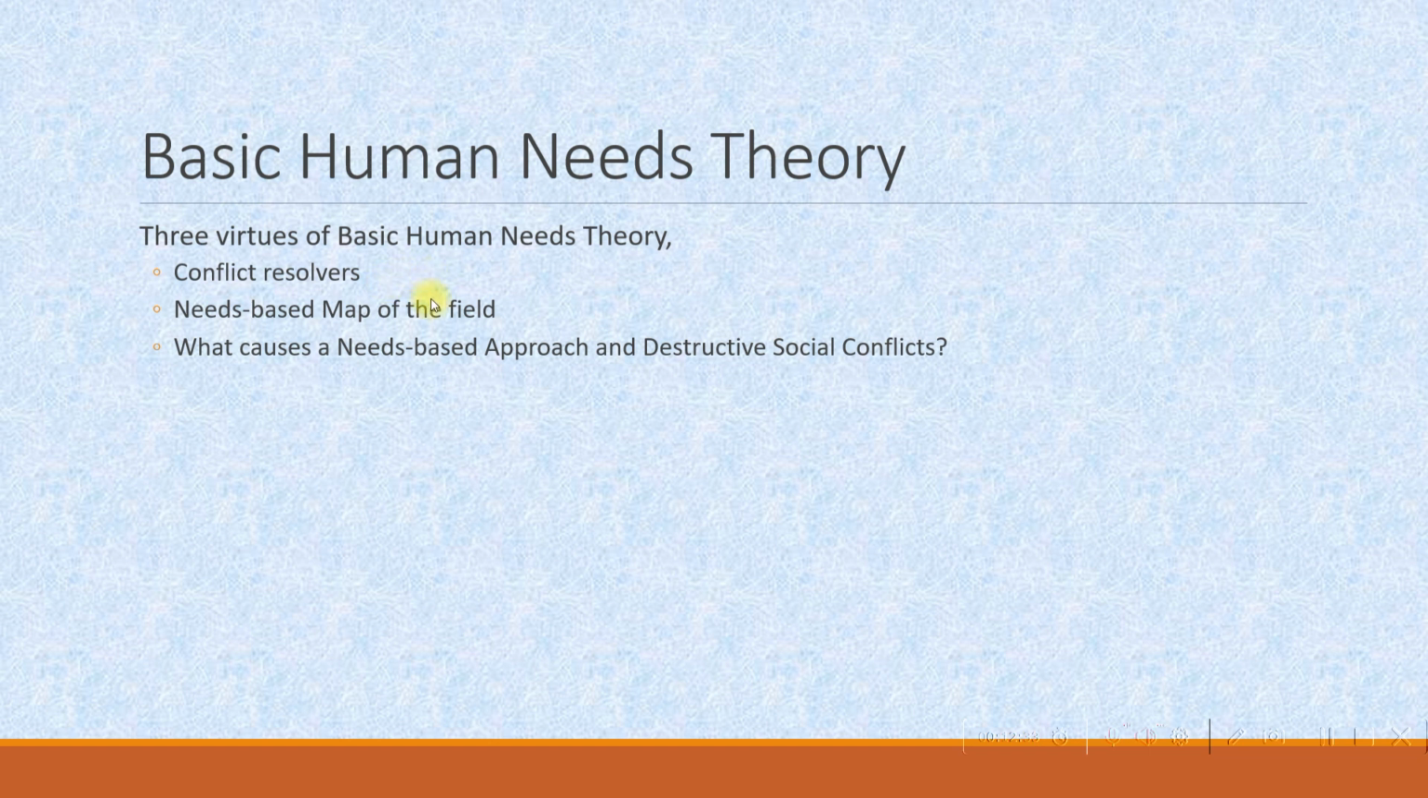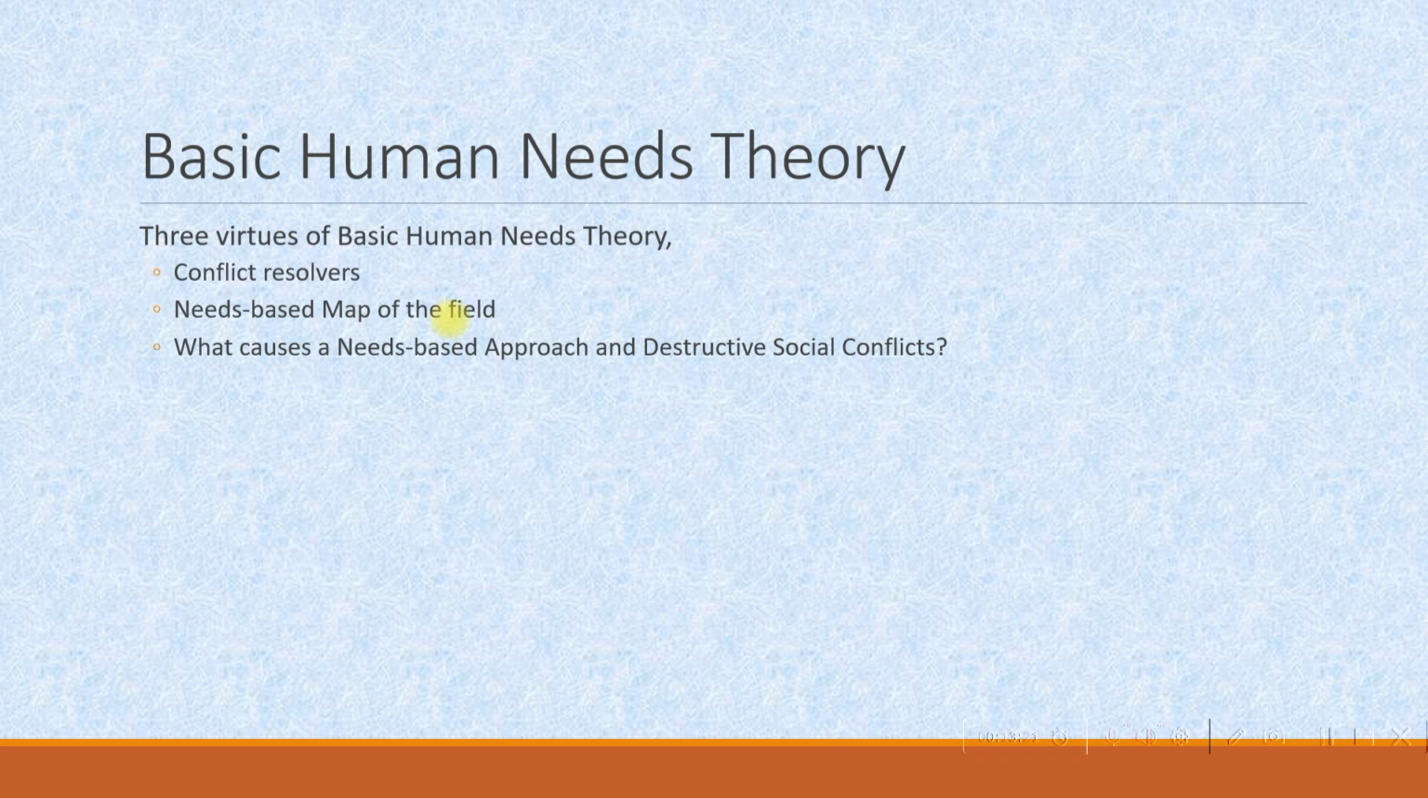The second one is being equipped with a needs-based map of the field. Conflict resolvers and analysts understand the contradictions in negotiations and dispute resolution. So it was encouraged to design the resolution process in such a way that it is built around the conflict's underlying generic issues. So that is the needs-based map of the field. The last, the third one, is what causes a needs-based approach and destructive social conflict. In the third one, it was understood that destructive social conflicts were caused by a few manipulative leaders or by the existence of cultural or ideological differences.